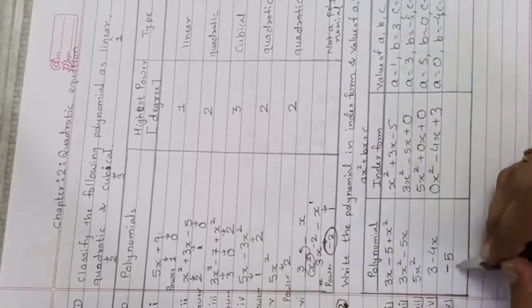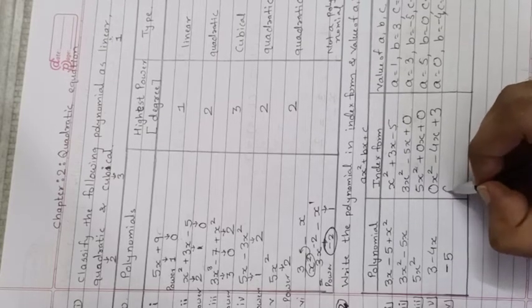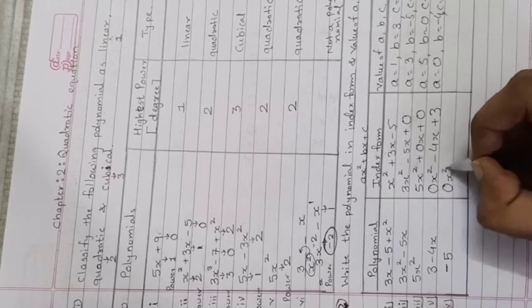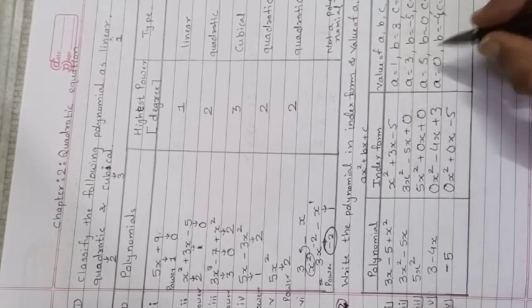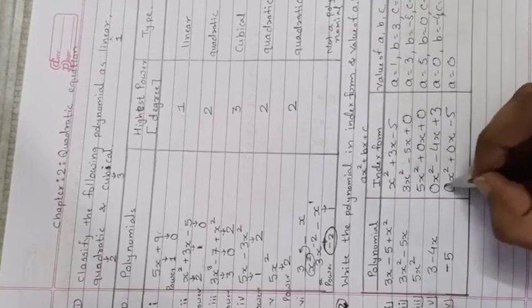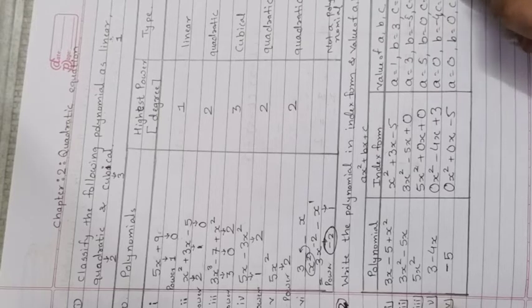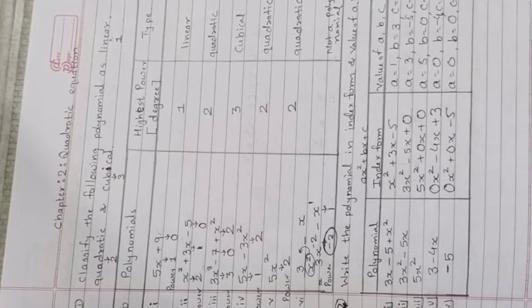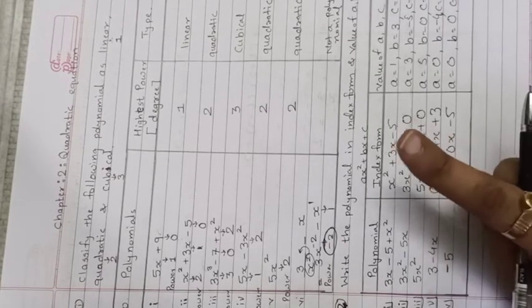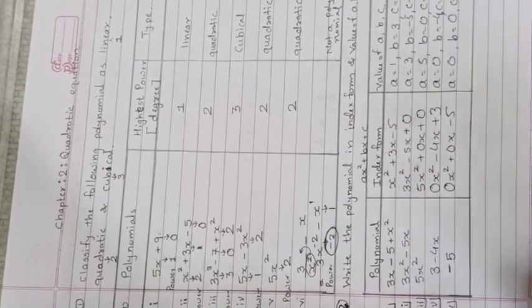Next, the last one, we only have a number. There are no variables. When variables are not there, the coefficient will be 0. So 0x square plus 0x minus 5. Hope you are getting it. What will be the value of a? 0. What will be the value of b? 0. And what will be the value of c? Minus 5. Now you will ask, will this type of question be asked in the board exam? The answer is yes. This type of question is asked for 1 mark. So hope you know this type of question as well. So we will continue now.